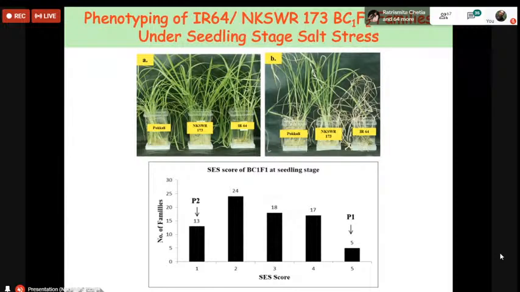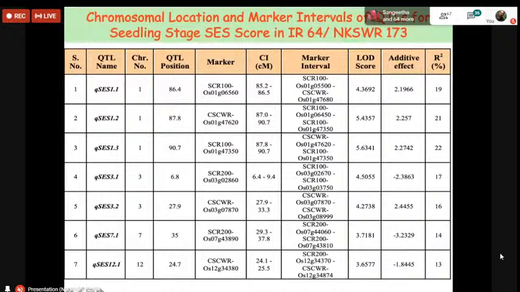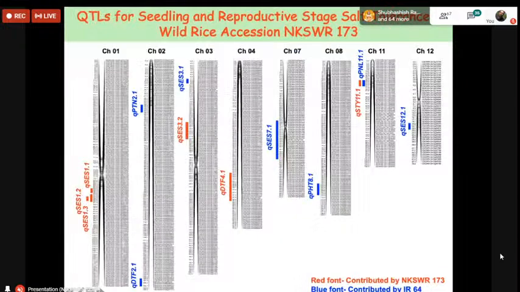Phenotyping was done, and you get a sort of normal distribution. Here you can see IR64, totally sensitive. Then NKSWR173, which is tolerant. Then Pokkali is also tolerant, but less tolerant than this one. So this way it was screened. Then phenotyping of the grains and plant traits at the reproductive stage was also done. And we identified a number of QTLs for both the seedling stage as well as the reproductive stage.